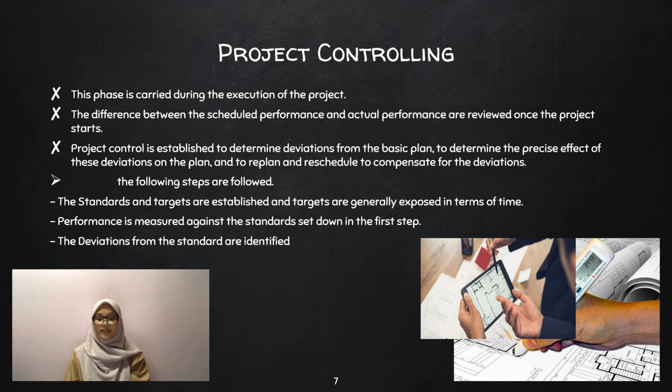Controlling. The following steps are followed. 1. The standards and targets are established, and targets are generally expressed in terms of time. 2. Performance is measured against the standards set down in the first step. Last, the deviations from the standard are identified.